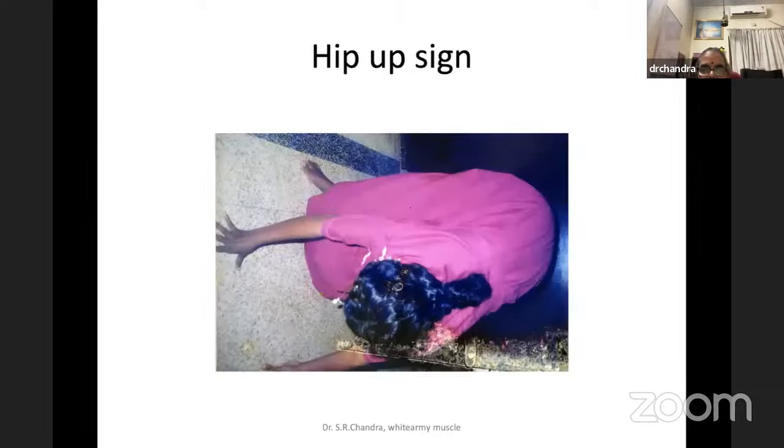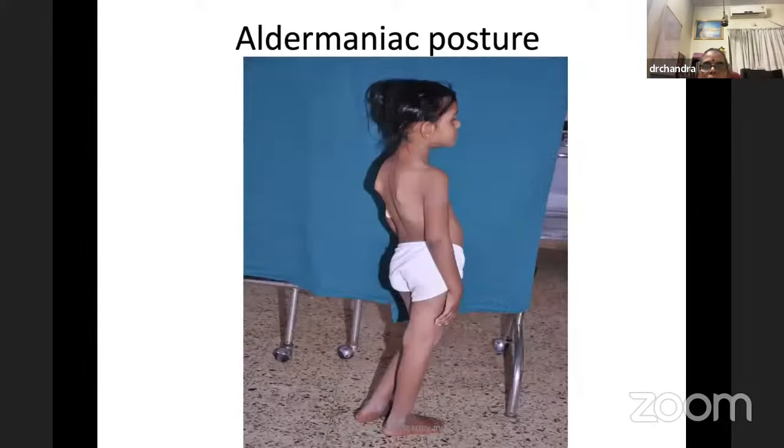So this is the hip up sign. We can never imitate this, because we normally get up from the sitting posture by keeping our pelvis down and getting up en bloc with the trunk up. So when the hip extensor is weak, the patient switches off the erector spinae from erecting the spine and pulls the hip up. And this is the Aldermaniac posturing we see in central core disease. You can see the exaggerated lumbar lordosis, the hand going backwards, and there is a back knee.